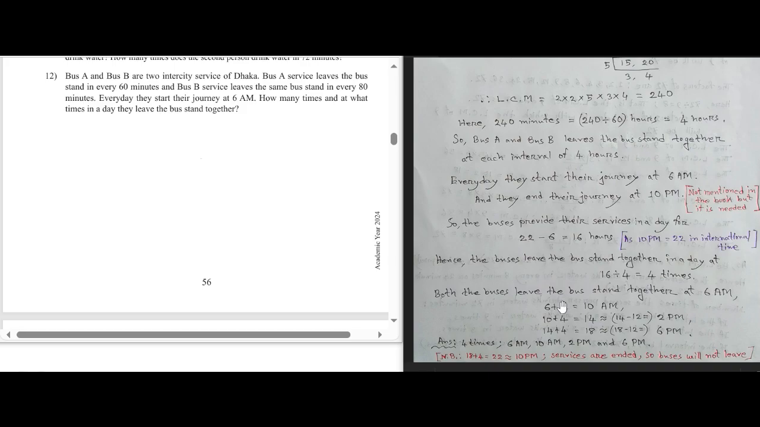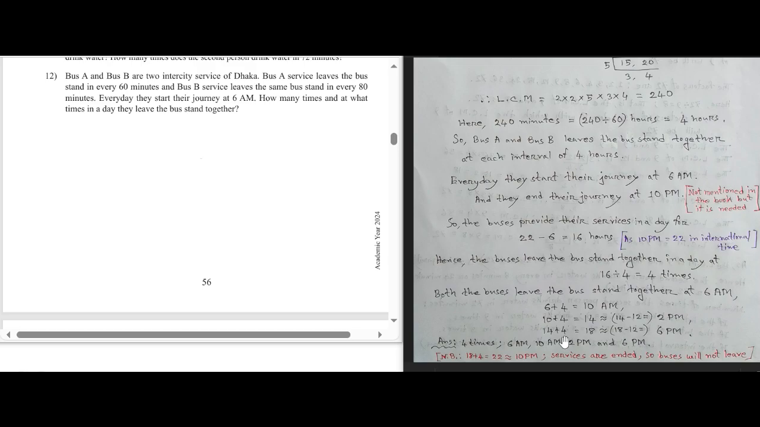Both buses leave the bus stand together at 6 a.m., and after that 6 plus 4 equals 10 a.m., and after that 10 plus 4 equals 14. 14 is international time, and local time is 14 minus 12, which is 2 p.m. And after that 14 plus 4 equals 18, and 18 is international time, and local time is 18 minus 12 equals 6 p.m. So the result is 4 times, and the times are 6 a.m., 10 a.m., 2 p.m., and 6 p.m.